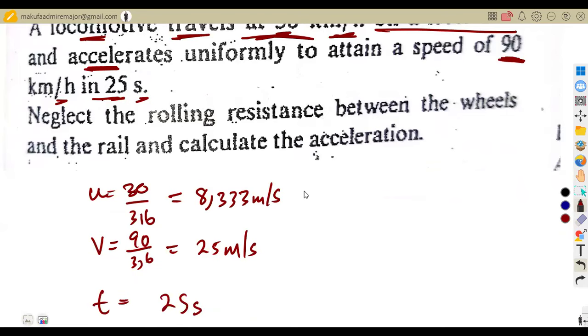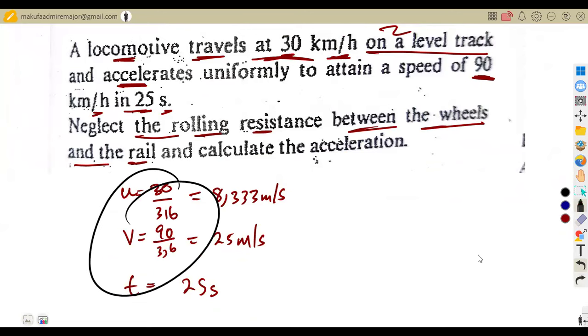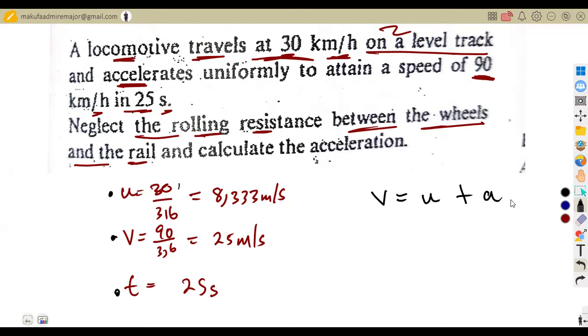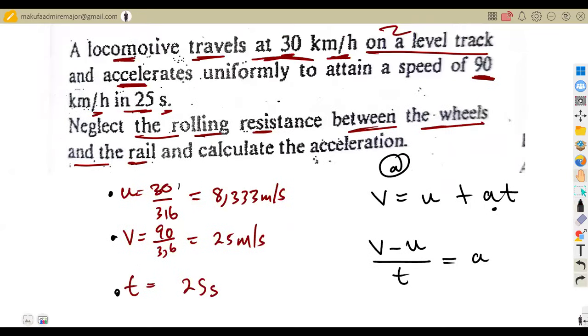So this one is a direct question on linear motion. Neglect the rolling resistance between the wheels and the rail. Calculate the acceleration. So meaning to say, we just work normally how we calculate our values from our linear motion. When given initial and final velocity, you're supposed to go back to your linear motion. V is equal to U plus AT. We can calculate acceleration from there by making this the subject. Transposing, this will be V minus U, then we divide by the time so that we are left with A. Remember, we need the acceleration, as we are told that it is accelerating.